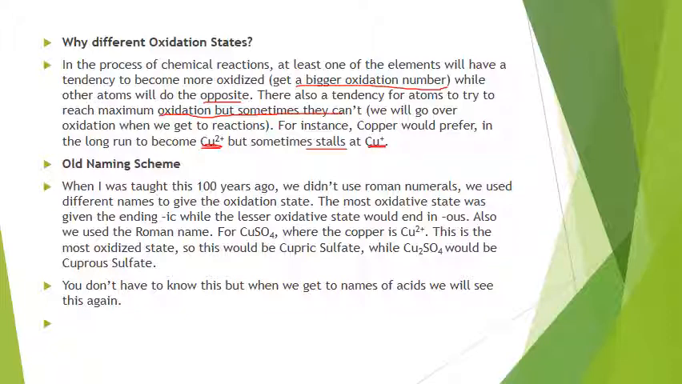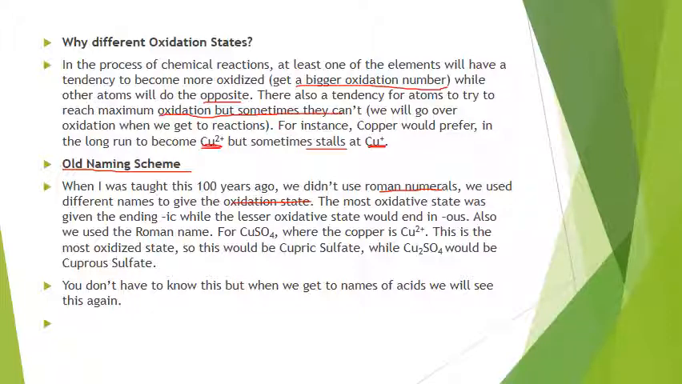So it would like to get its biggest oxidation number of the bold type, but sometimes it stalls at the lower one. All right. When I had chemistry a long time ago, not quite 100 years ago, but almost 50 years ago, almost, we didn't use Roman numerals. We used different names to give the oxidation states. And I remember that just confused the heck out of me.